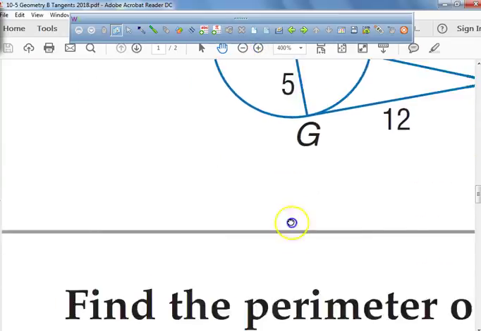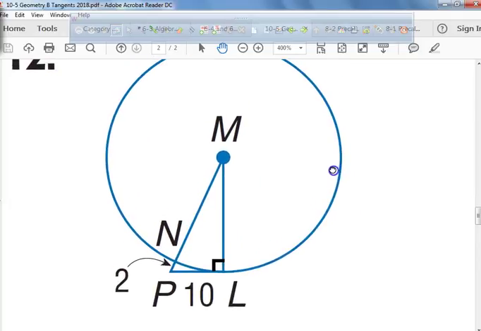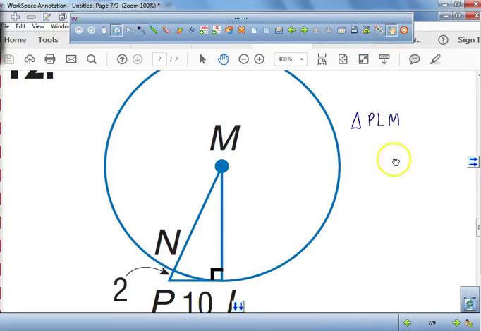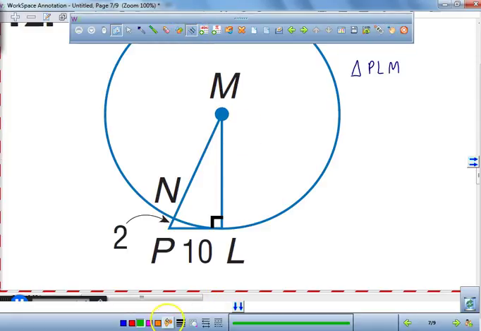Very last problem that we are going to do today. We're going to do problem number 12. Now, problem number 12 says find the perimeter of the polygon. So on problem 12, you find the perimeter of triangle PLM. We're going to find the perimeter of P to L to M. Now, something that you need to be aware of, there's the right angle. You need to know that this distance right here is going to be the exact same as this distance right there.